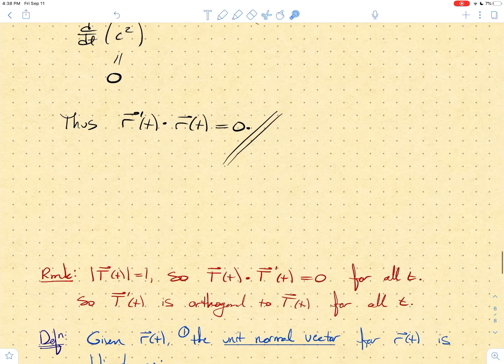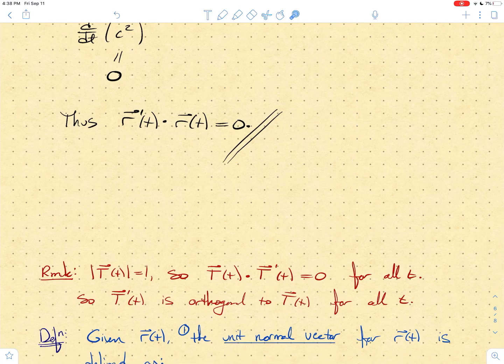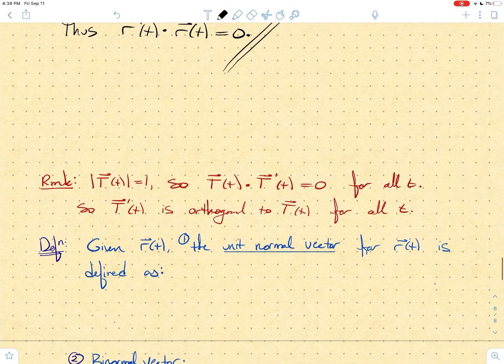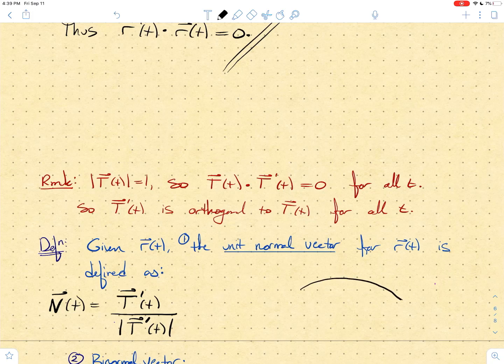So that leads me to define what's called the unit normal vector. The unit normal vector for r of t is defined as, we're going to write it as N of t. I'm going to slide this down over here actually so I have more space. N of t is going to be just T prime of t, but I want it to be a unit vector, so I've got to divide by the length of T prime. All right, that's the normal vector. And now when you're thinking about how this looks, I want you to imagine your curve, and I want you to imagine your point.